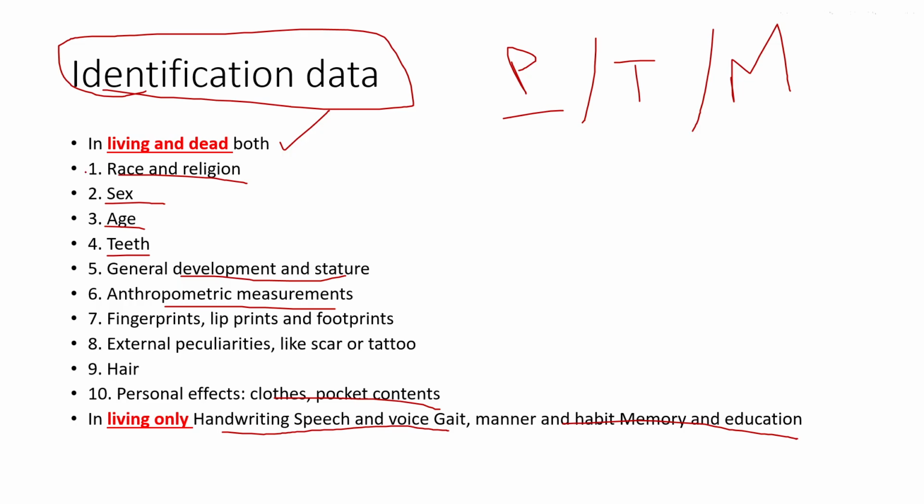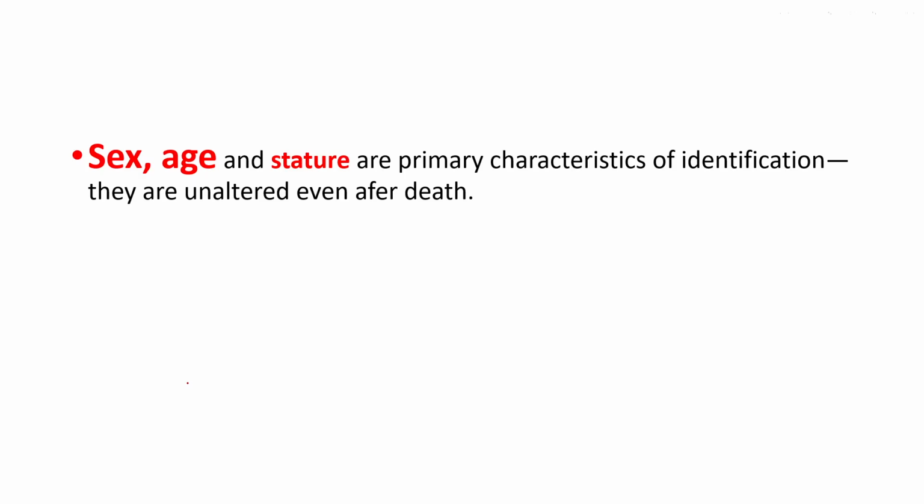The most important are the race and religion, sex, age, teeth, fingerprints, lip prints, and footprints. Other than this, tattoo marking and hair identification are also very important. Now, in this slide, it's been discussed that sex, age, and stature are the primary parameters for identification, which cannot be altered even after death. So, if we focus on them, we can find out the identification of a person.